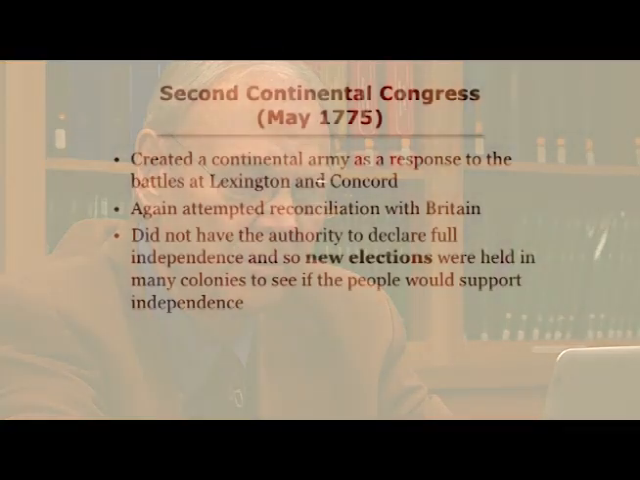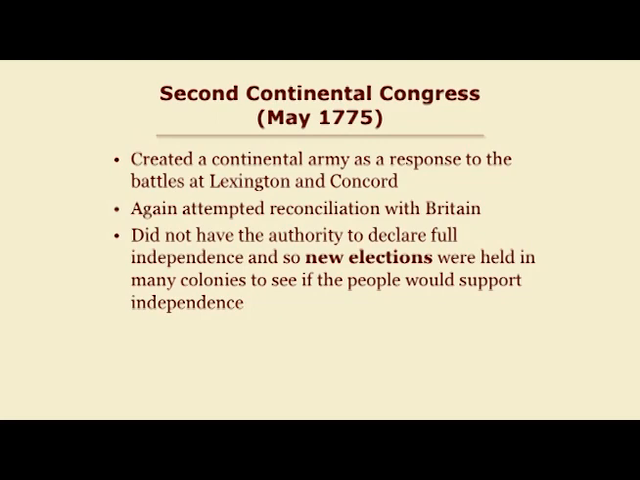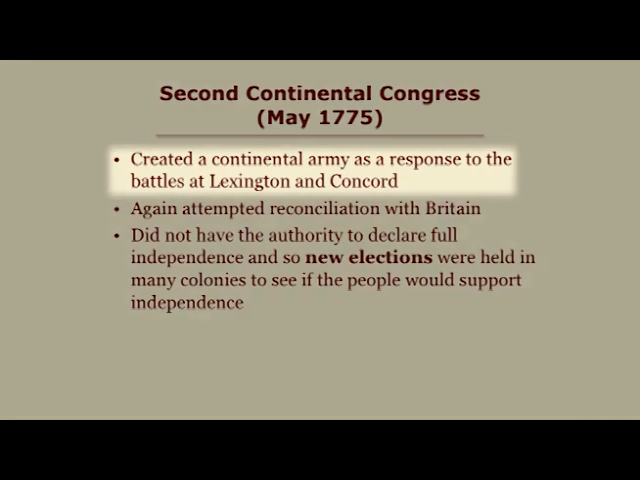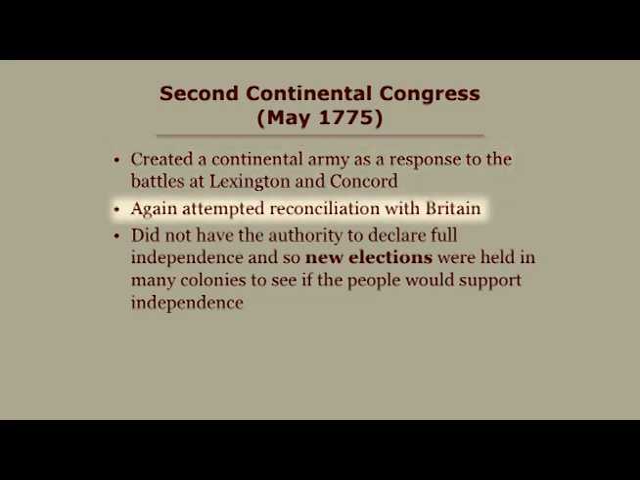Then we had the meeting of the Second Continental Congress as scheduled in May of 1775. War had broken out then, Lexington and Concord. And therefore, the Americans created a Continental Army in response to the battles at Lexington and Concord. There was an attempt at reconciliation, but both sides were too angry and that was not going to happen.